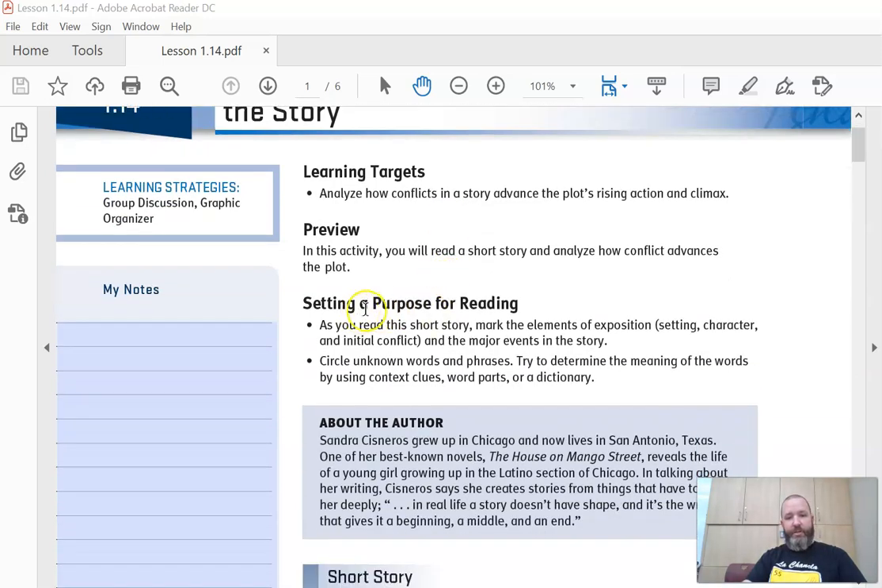Once again, we always have something to do as we read. Remember, you can use the highlight feature up here to highlight text. As you read the story, mark the elements of the exposition. That's the setting, character, and the beginning of the story, and the major events in the story. Circle or highlight unknown words and phrases. Try to determine the meaning of words using context clues, word parts, or a dictionary.